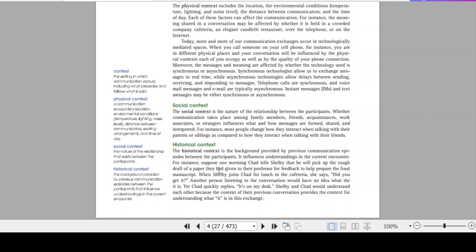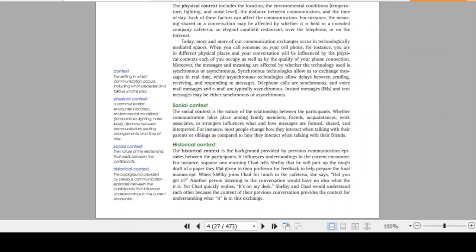For instance, most people change how they interact when talking with their parents or siblings as compared to how they interact when talking with their friends. So certainly the social setting changes the mode of your communication and even the language. If you're talking to your friends, you will be quite open, talking freely, but when you are talking to your teachers, you will be quite good in your expression. So it depends upon the social context.